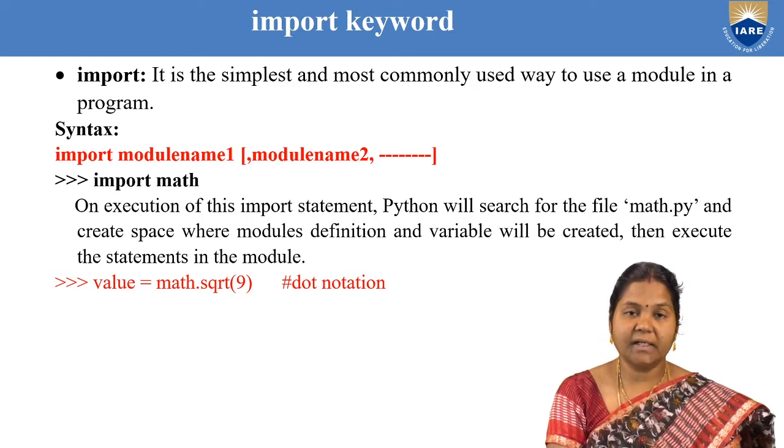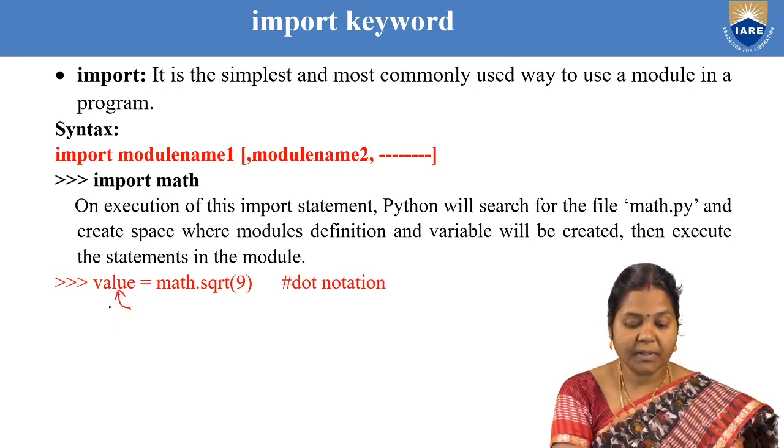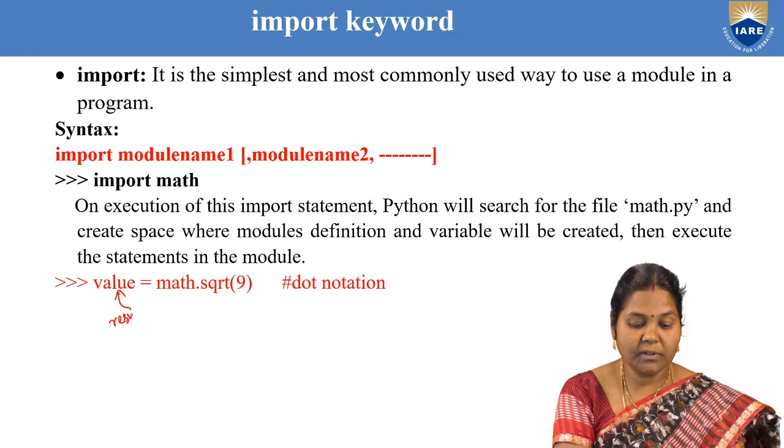So how to use it? Let us see. For example, we want to use the square root function which is available in the math module. You can simply write value is equal to, that means this is the resultant variable where we want to store the value of square root.